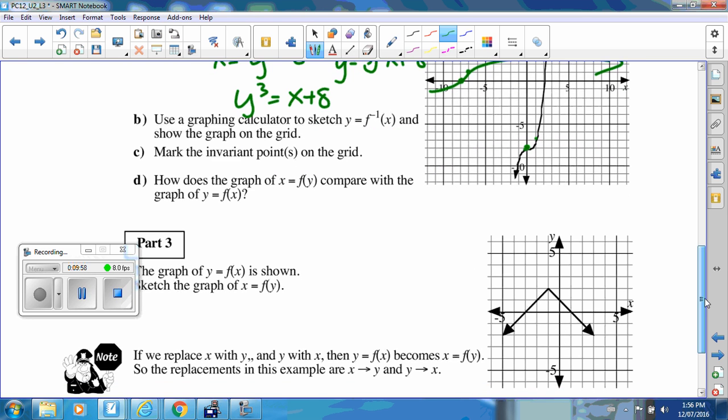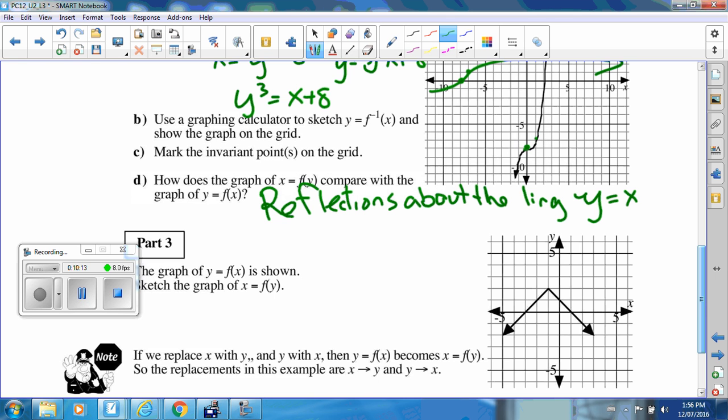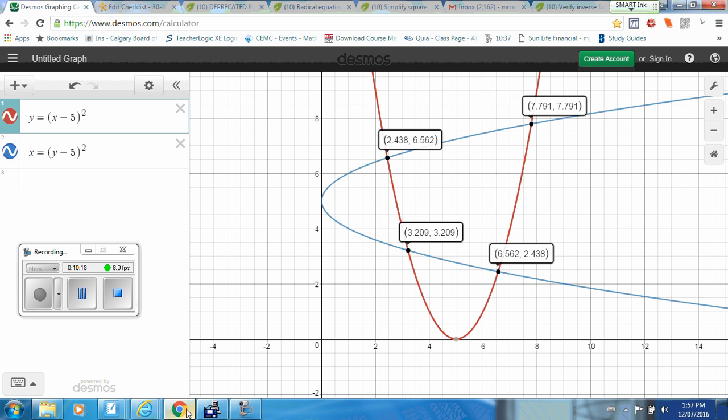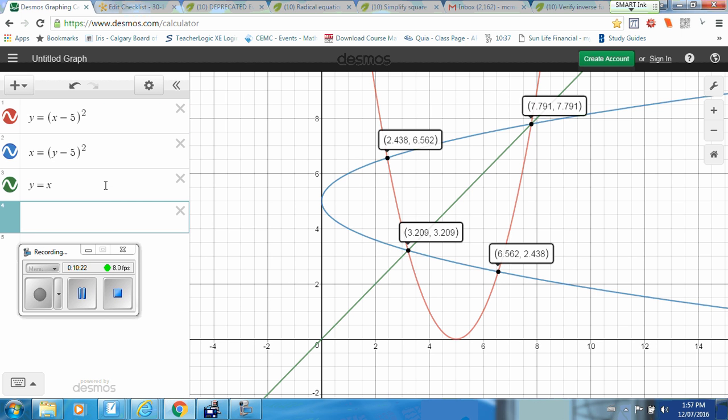We talk about these as being reflections. And in this case, the reflection is about the line y equals x. If we imagine this line on here, you can see that everything is an image of itself on the other side of that line. A little bit like Alice in Wonderland through the looking glass.